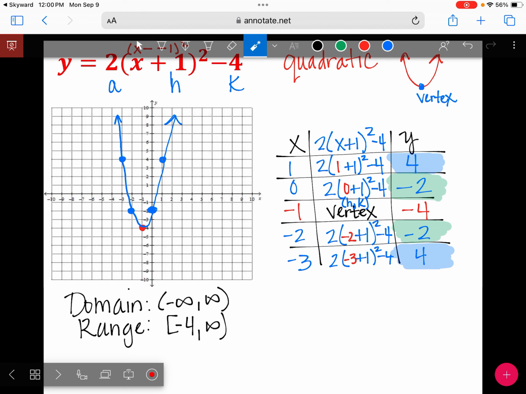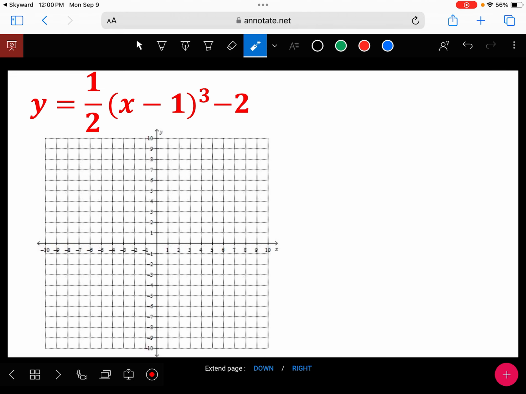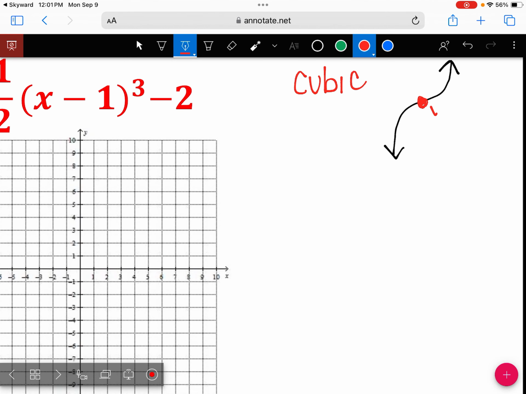We're going to do as many graphs as we can fit in and pick up here tomorrow. All right, so now we got this one. What kind of function is that? Is this a quadratic? Does anyone know what we call it when it has a power of 3? It's called a cubic, yeah. And if you don't know, a cubic looks something like this. And that middle point is our vertex.